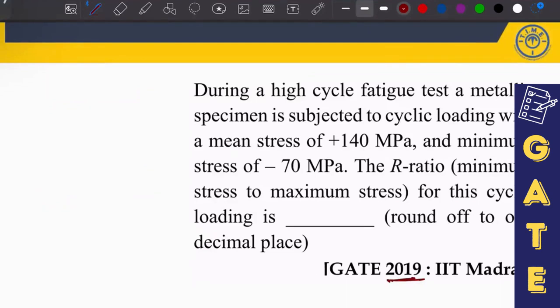For a high cycle fatigue testing, the specimen is subjected to a cyclic loading. Mean stress is given, minimum stress is given, and the R ratio. Now they have mentioned clearly the R ratio is minimum stress to maximum stress, which is nothing but the stress ratio. This is a NAT type of question, a numerical answer type question. So you have to round off to 1 decimal place. Whenever you are solving a question, please see the last statement of the question, in which unit you have to answer and how much you have to round off.